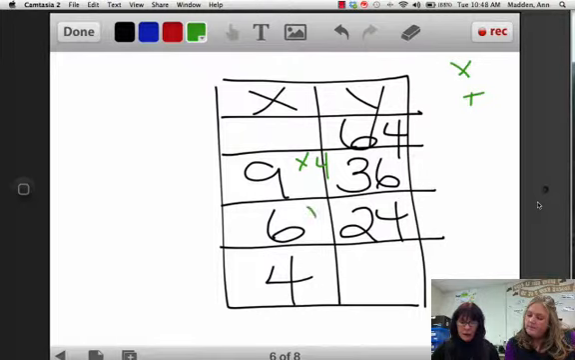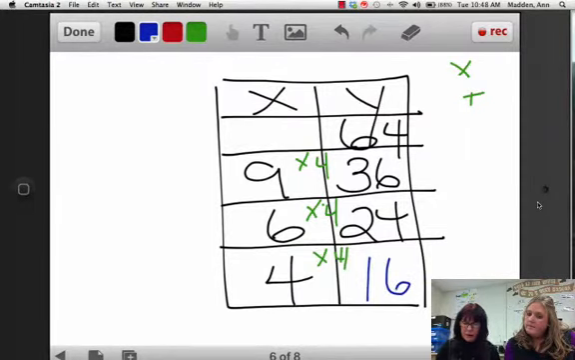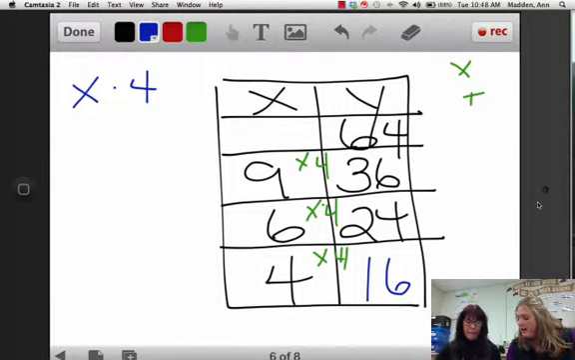How about let's try this. 6 times 4 is 24, and 4 times 4 is, our missing digit here would be 16. So the pattern is x times 4. Now, Mrs. Murray, I'm going to ask, how come you don't put 2 x's next to each other? How come you use a dot instead of the multiplication sign?